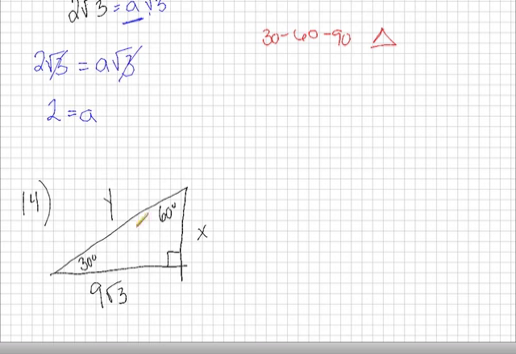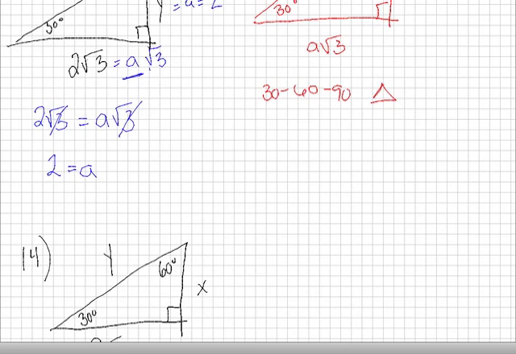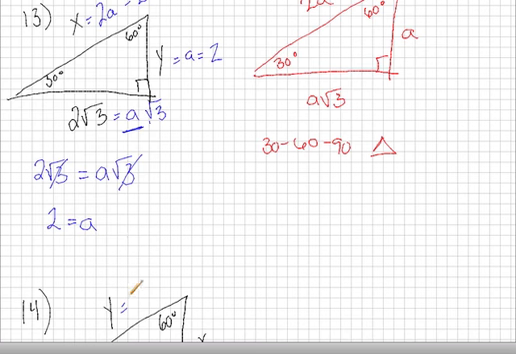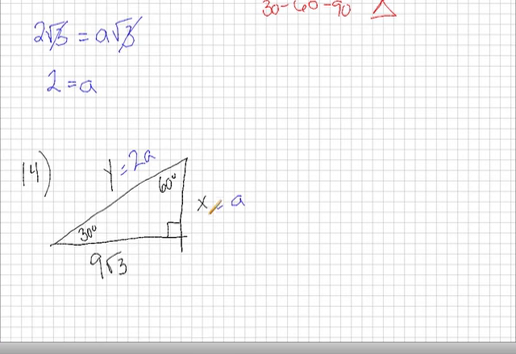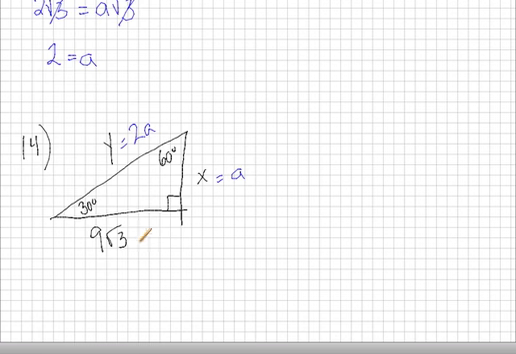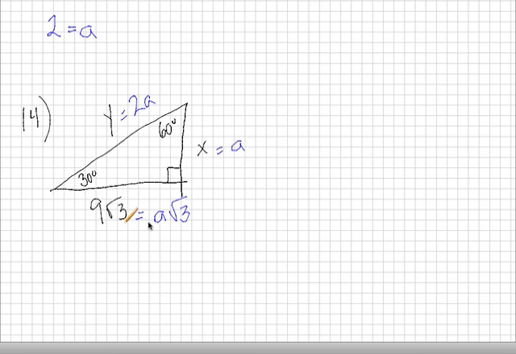We're going to go ahead and do the same thing for 14. We're going to use this model, go ahead and rotate it until it's in the same position, and then just match up the sides. So y is equal to 2a, x is equal to a, and 9 times the square root of 3 is equal to a times the square root of 3. This equation on the bottom is the only one that has only a in it, so we're going to use that.